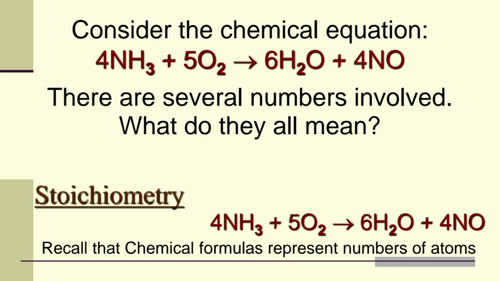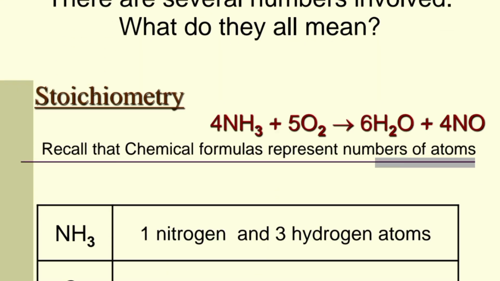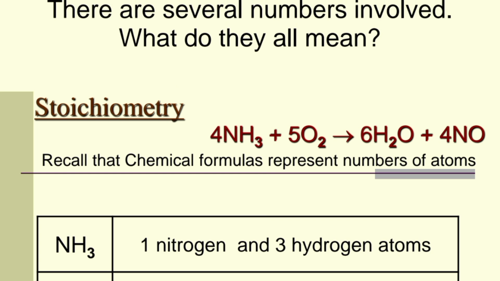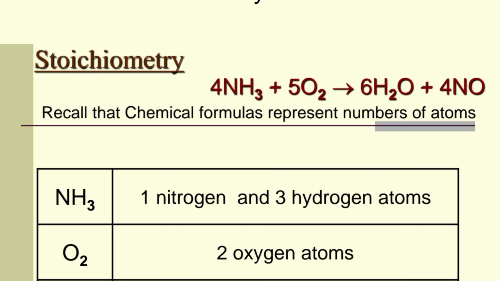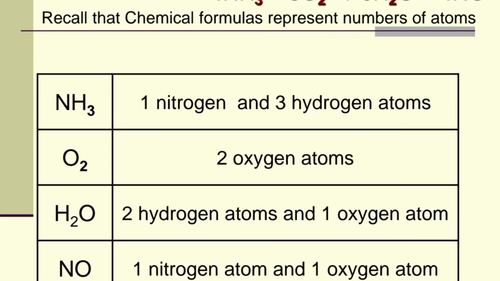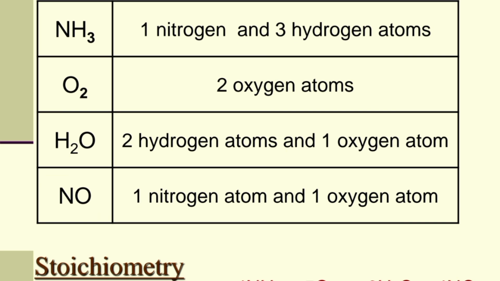First of all, recall that a chemical formula represents the number of atoms. NH3 contains 1 nitrogen and 3 hydrogen atoms. O2 contains 2 oxygen atoms. H2O contains 2 hydrogen atoms and 1 oxygen atom. And NO contains 1 nitrogen atom and 1 oxygen atom.